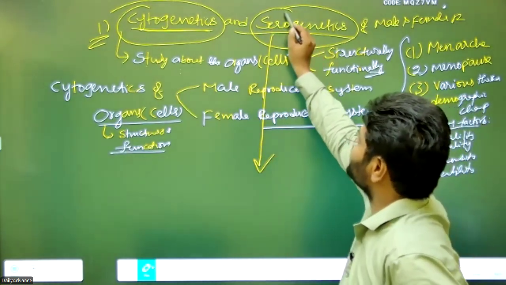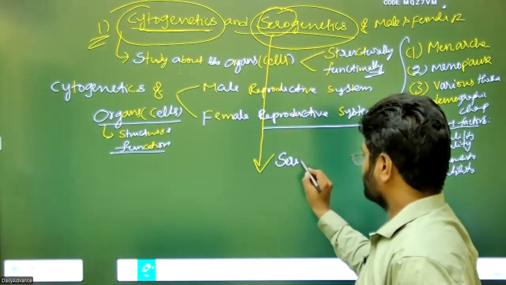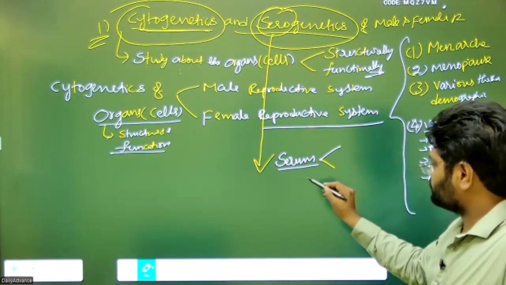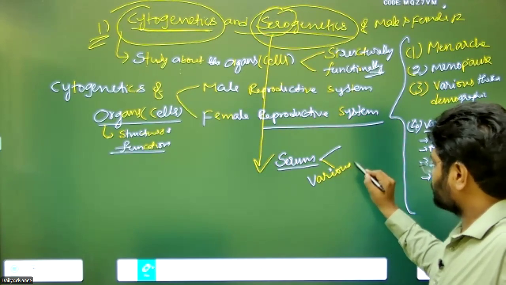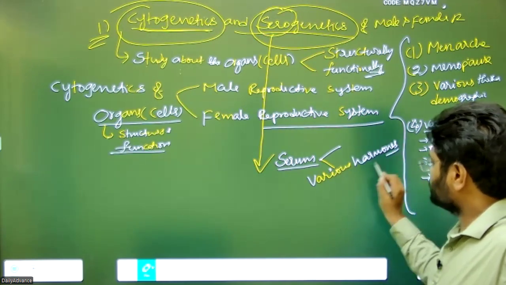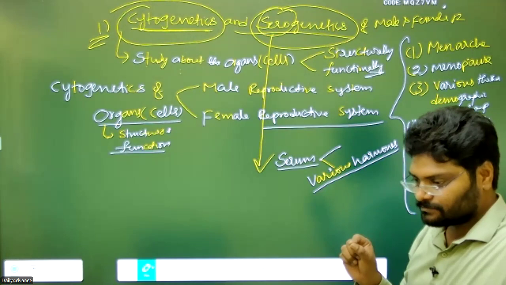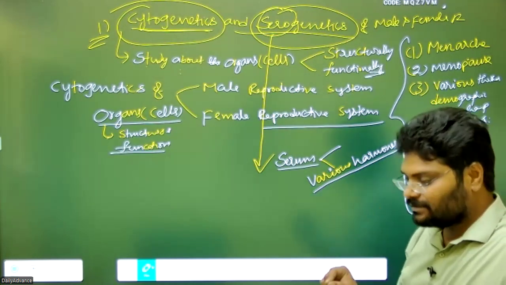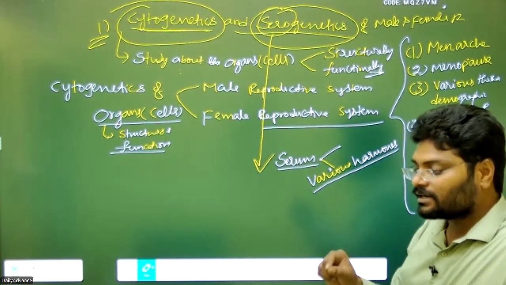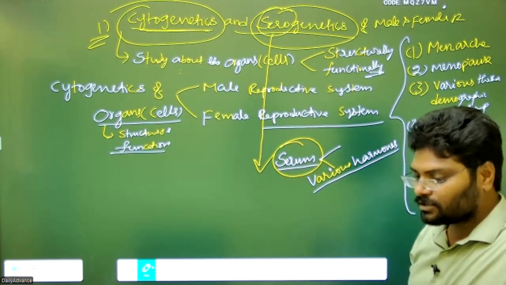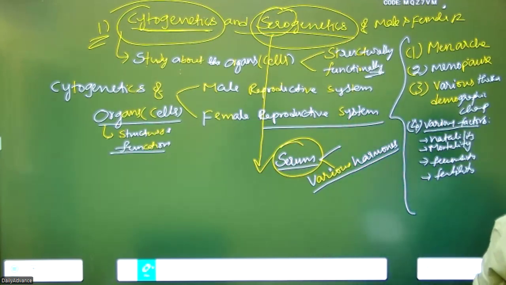Sero means serum. Serum is generally present in the blood, and serum contains various hormones. That means what are the various hormones and their functions in the female reproductive system? What are the various hormones that male organs or male cells produce, and what are their functions? This hormonal study in the female and male reproductive systems we call serogenetics, because these hormones are present in the serum in the blood. Understand?